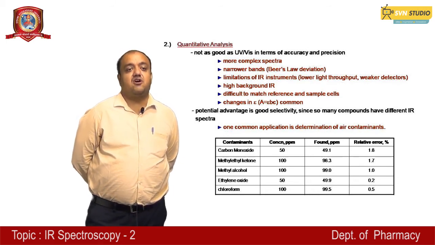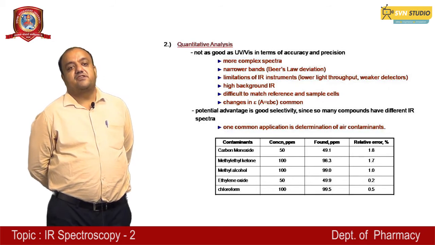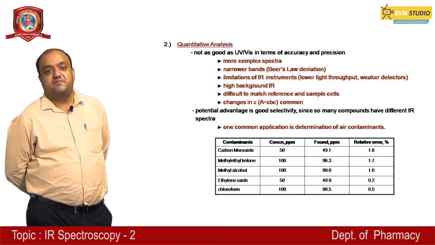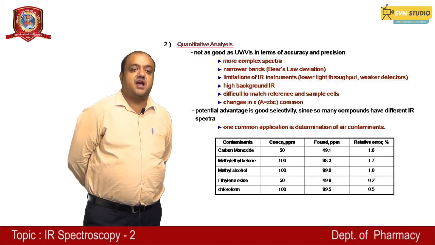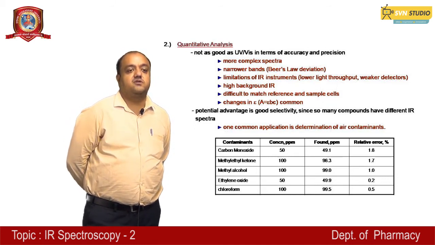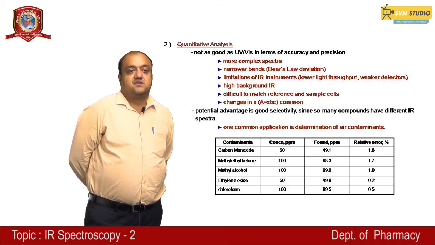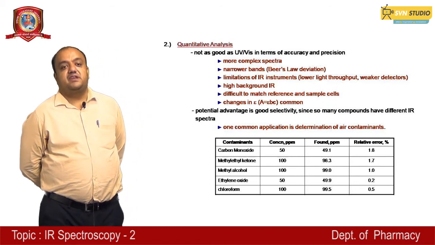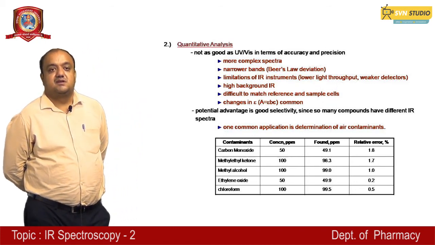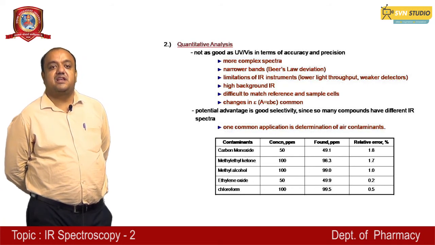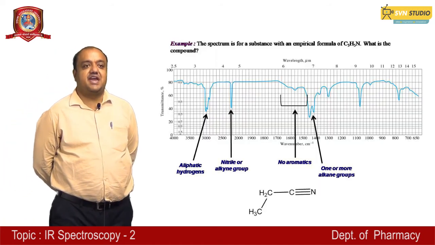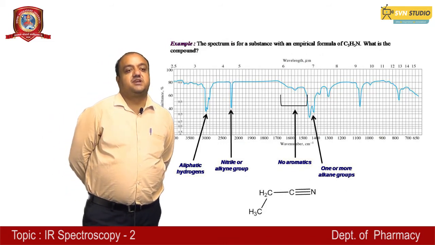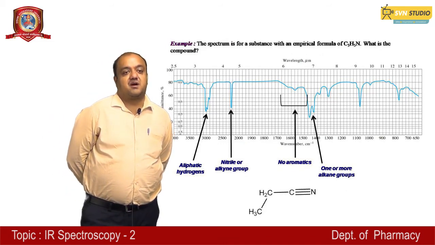And ethylene oxide, which shows 49.9 found in concentration, and 0.2% error is found. Next example is chloroform, which is found at 99.5 concentration, and relative error is 0.5%. These are examples showing the IR spectra of compounds.